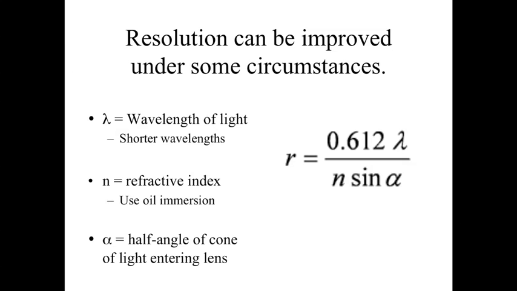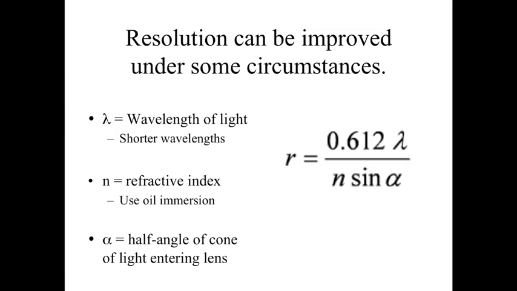Now, resolution under some circumstances can be improved. We can look at wavelengths of light, and there's a fancy formula associated with it. But basically, the concept is lambda, the wavelength of light. So if we can use shorter wavelengths of light or shorter wavelengths of illumination, we can improve resolution.